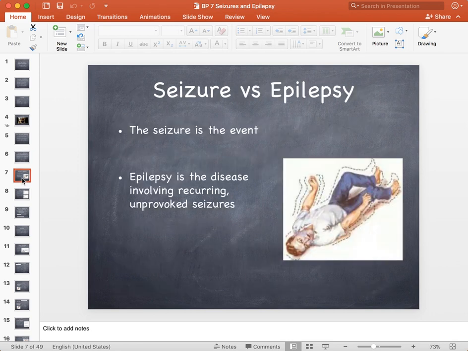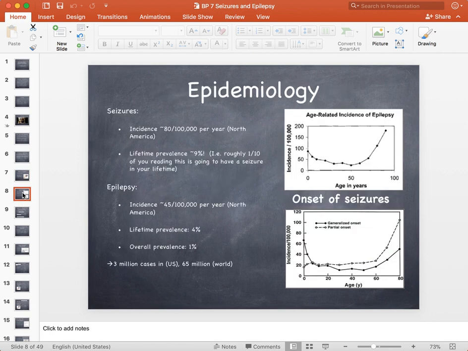All right, so sort of taking the two words I'm using here and making it explicit, because they are sometimes used interchangeably, which is incorrect. So the seizure is really the event itself, whether it's a shaking seizure or not. That's the event. Epilepsy is the disease process that involves recurring, unprovoked seizures, and I would underline unprovoked.